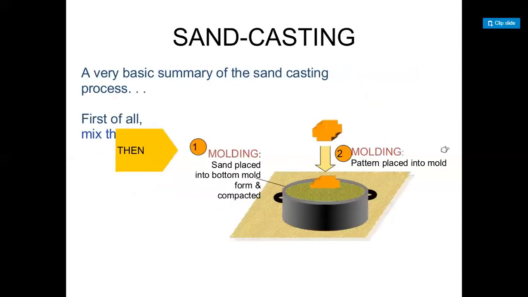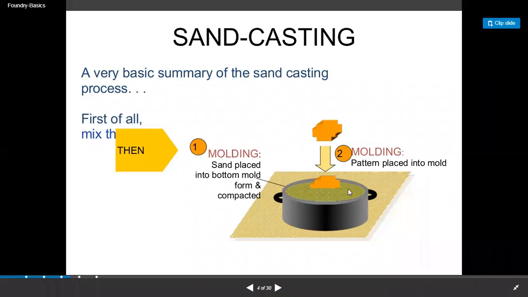So you can see what sand casting is and the different steps involved in casting. This is a very basic summary of sand casting. First of all, the molding sand mix is placed into the bottom mold form and compacted. So first we take the bottom box and fill it with sand.